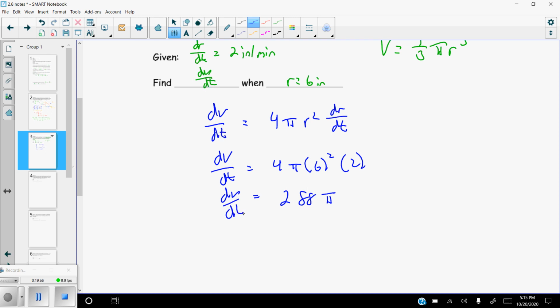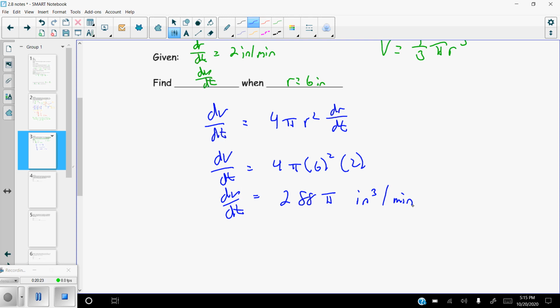Now we have to come up with the units. Well, this is how volume is changing. Volume is a three-dimensional thing. So it's going to be changing by something cubed per time. And I think it was inches. Yep, it's inches. So it's going to be inches cubed, because it's volume, three-dimensional, per time, per minute. 288 pi inches cubed per minute.